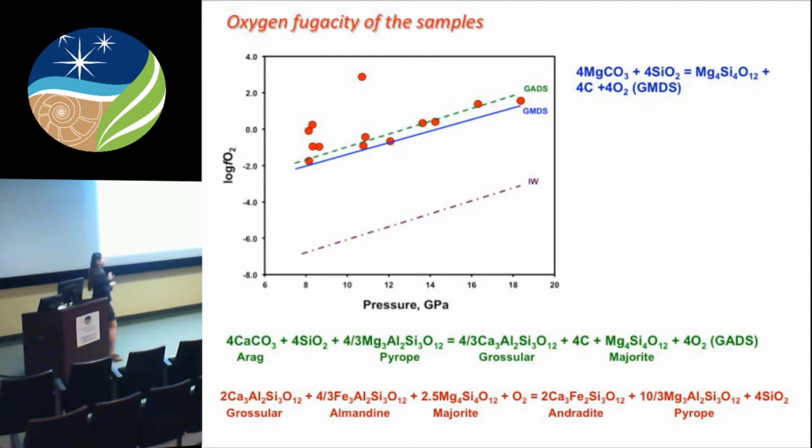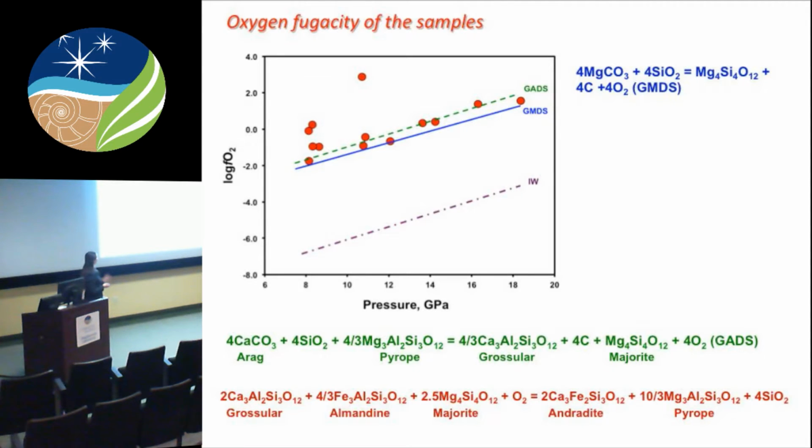So this is very preliminary data. Basically, don't kill me for it. It's much higher than the iron-wüstite buffer. And I still cannot really reconcile why these inclusions are in the transition zone where we should be buffered by the iron-wüstite, yet on this diagram they are sitting about 5 log units above it.